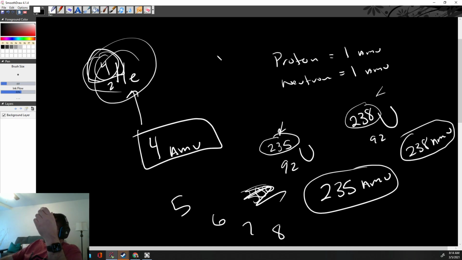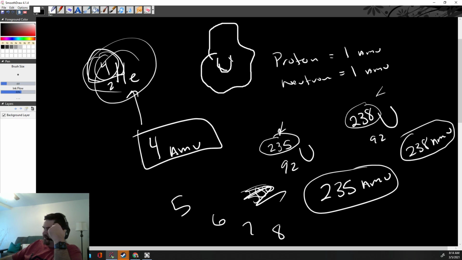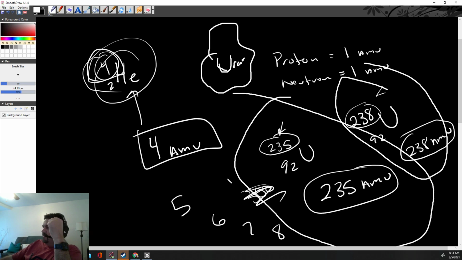Now, when I find a big old block of uranium, okay, so I find this big block of uranium. It's pure uranium. Man, look at this chunk of pure uranium I have. I wonder how much the atoms weigh. Well, there's a bunch of different atoms in there. There's probably mostly this kind, but there's going to be some of those in there as well in this big block.